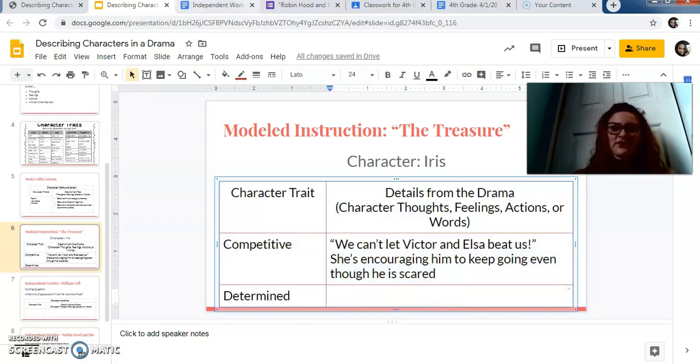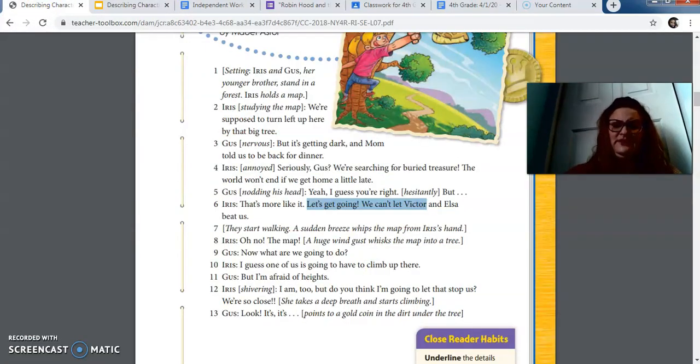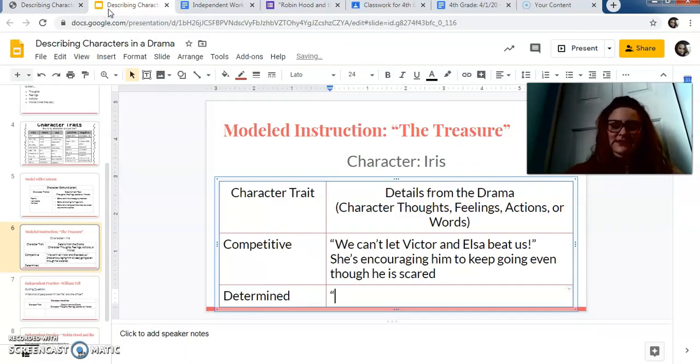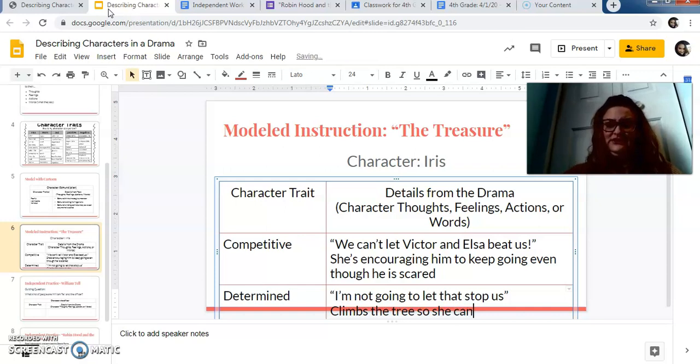Like, she keeps going. Another thing that lets me know she's determined is that her brother says, I'm afraid of heights. And then she's like, I am too, but I'm not going to let that stop us. So she's determined because she says, I'm not going to let that stop us. And because she climbs the tree, this also proves she's competitive too. She climbs the tree so she can win, even though she's afraid of heights.